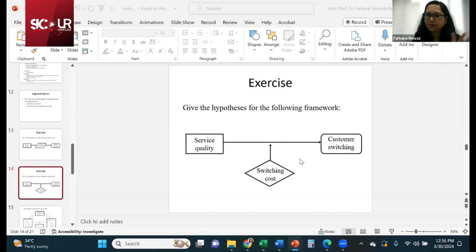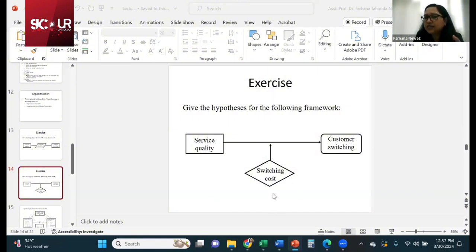Hypothesis 1, everybody got it, right? The higher the service quality, the lower the customer switching. So this one is okay. There is a negative relationship between service quality and customer switching. Done. Second one, you see switching cost, right? Switching cost moderates the relationship between service quality and customer switching.